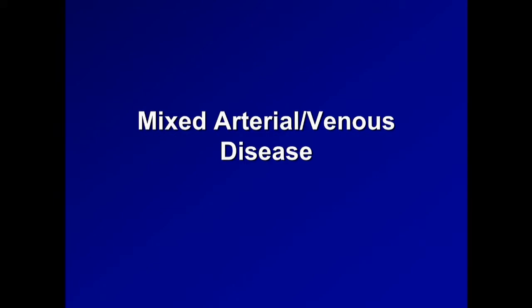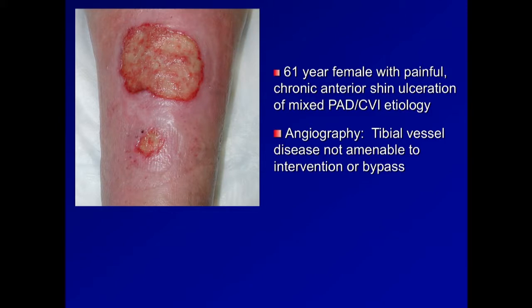Now, what about patients with mixed arterial venous disease? I think you're going to hear about this later in this conference, but there's really a paucity of data when it comes to approaching these patients. An example is pictured here, a 61-year-old lady with anterior shin ulcers of both mixed arterial and venous components. Angiographically, she did have tibial vessel disease, not amenable to intervention or bypass, but we opted to go after the venous component of disease based on wound location on the shin as opposed to the distal periphery.